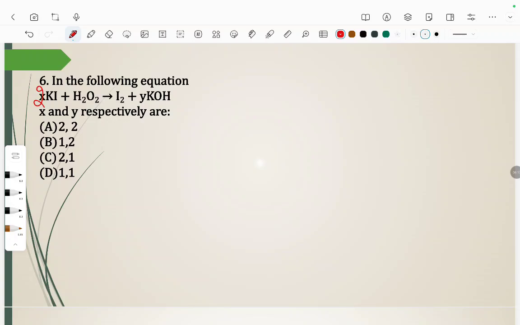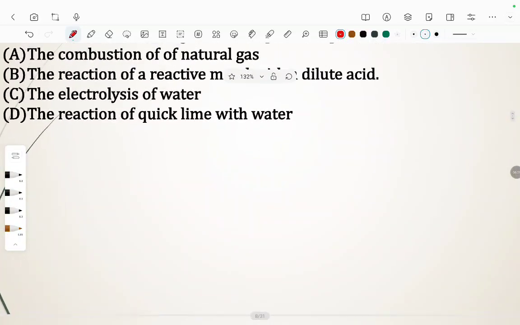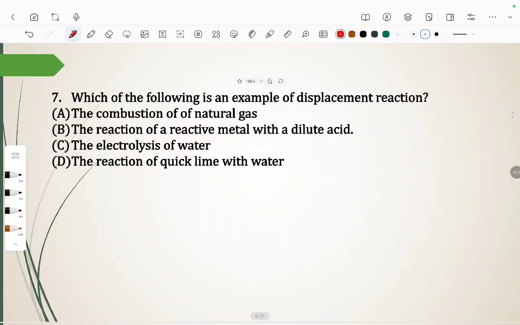If I write 2 here and 2 here, how many potassium are there on both sides? 2. Oxygen are also 2, hydrogen are also 2, absolutely correct. A option is absolutely correct here. Done. Then the seventh one, which of the following is an example of displacement reaction? Very important. Which of the following is an example of displacement reaction?